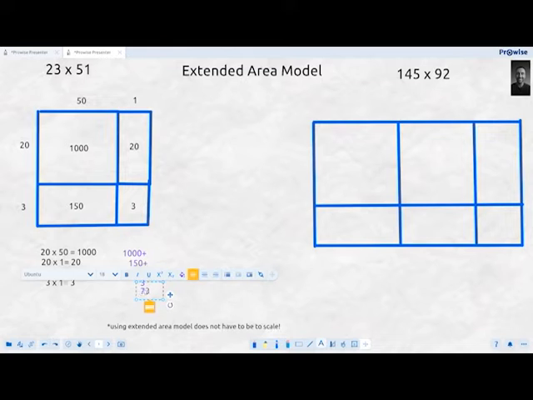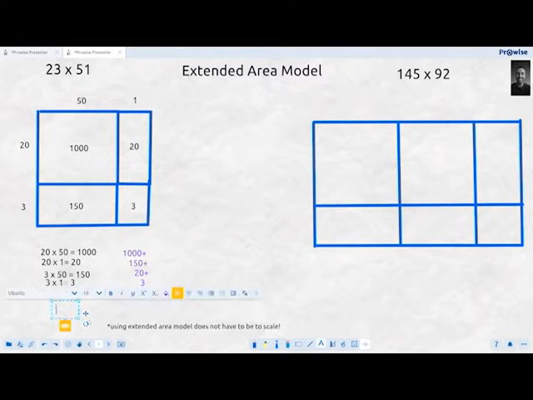What we can see here is I've added up the units first, and then I've popped in the tens. So I've got 3 units plus 0, 0, 0 equals 3. The tens is 0 tens plus 5 tens plus 7 tens, which is 70. And then I've added up the hundreds, which is 1, and then there's only 1,000. So our final answer is 1,173 for 23 times 51.